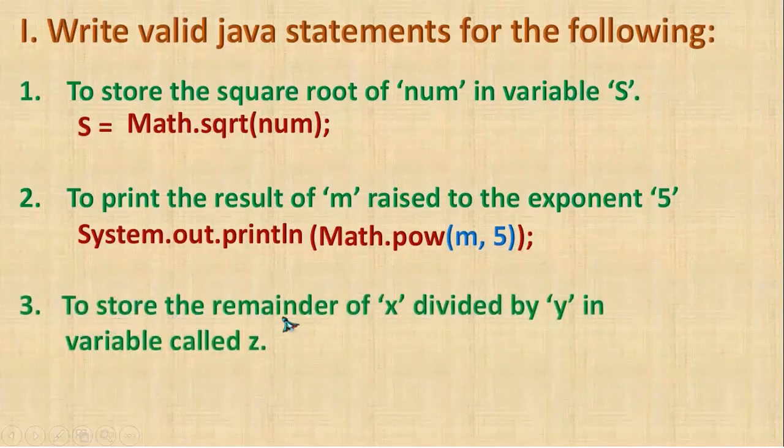To store the remainder of x divided by y in a variable called z. So you are storing the value, that is assigning in z. So z = remainder, it has been asked. So we will not use the division symbol, we have to use the percentage symbol. So x % y and then terminate.